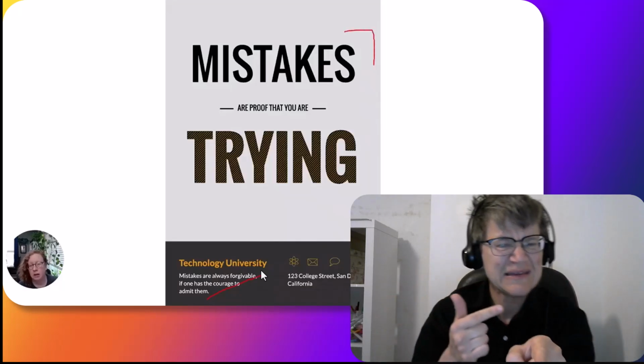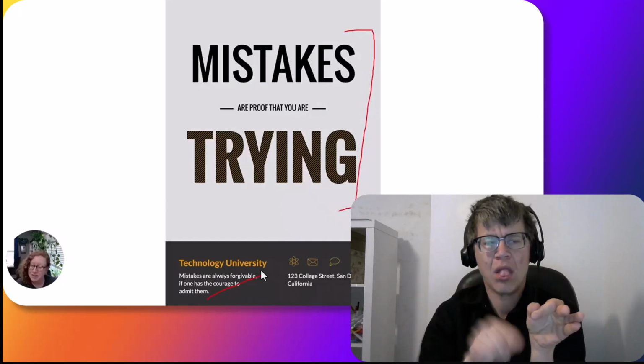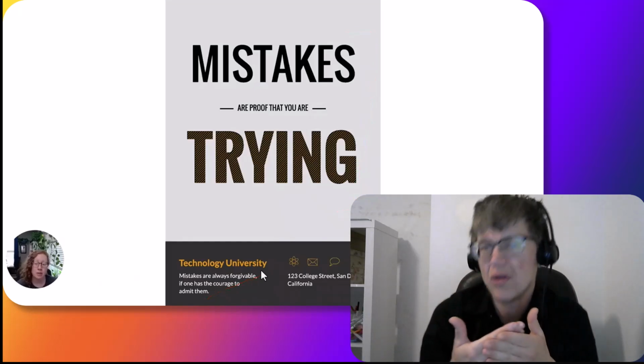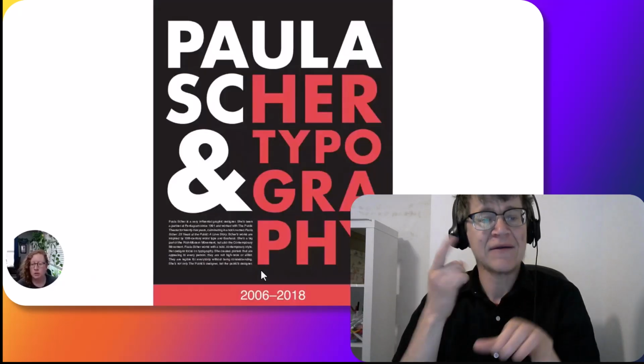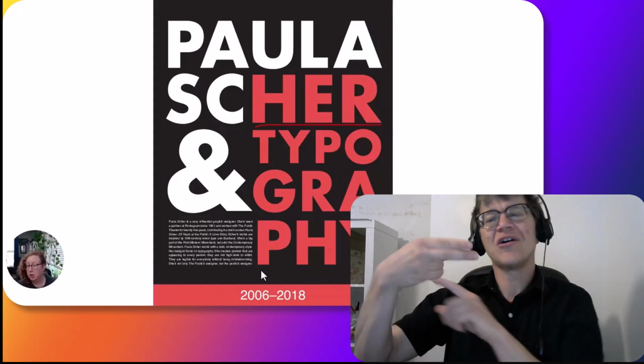But here you have the headline, and then this would be the call to action, which in this case is, hey, go to this university. But ultimately, you want to make sure that you're thinking about what that call to action would be for your specific one. So one thing that Paula Scher's poster is doing really well is that the her makes sense, right? It's both her name and then her typography.